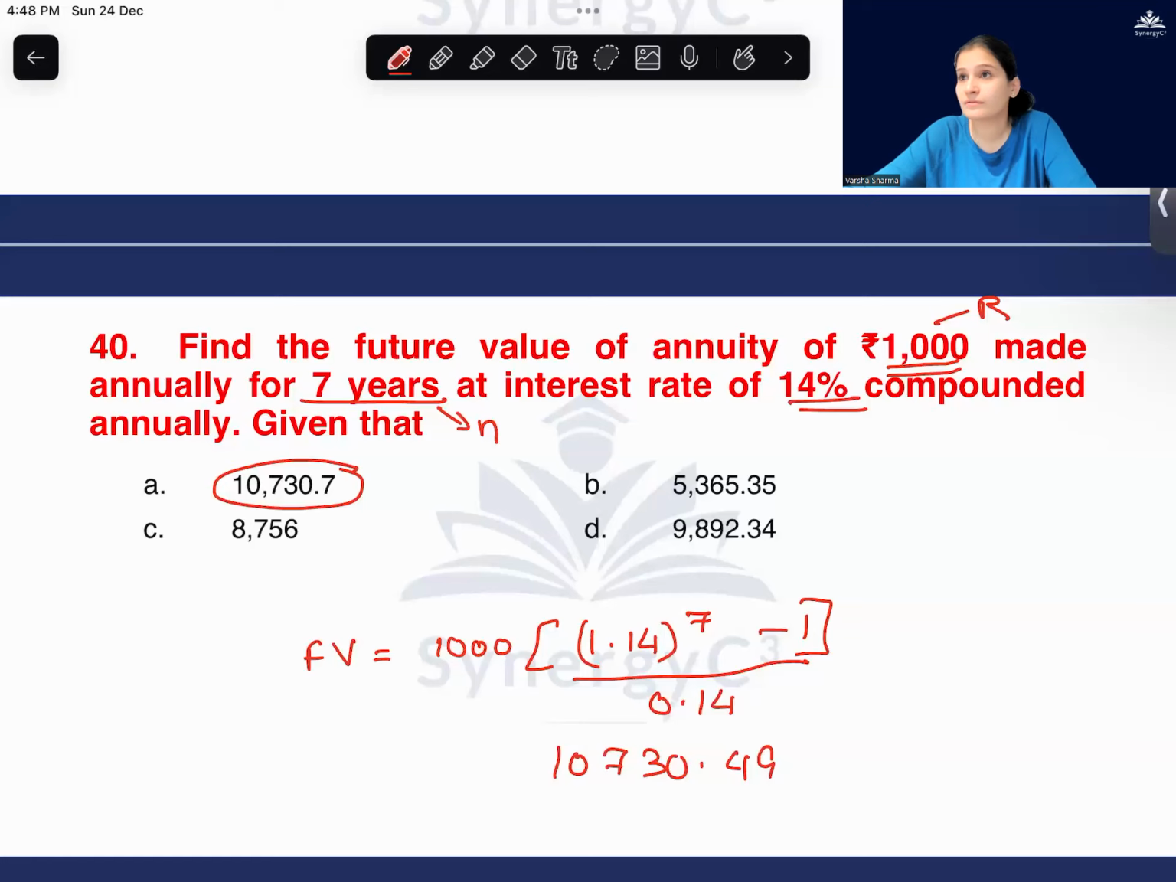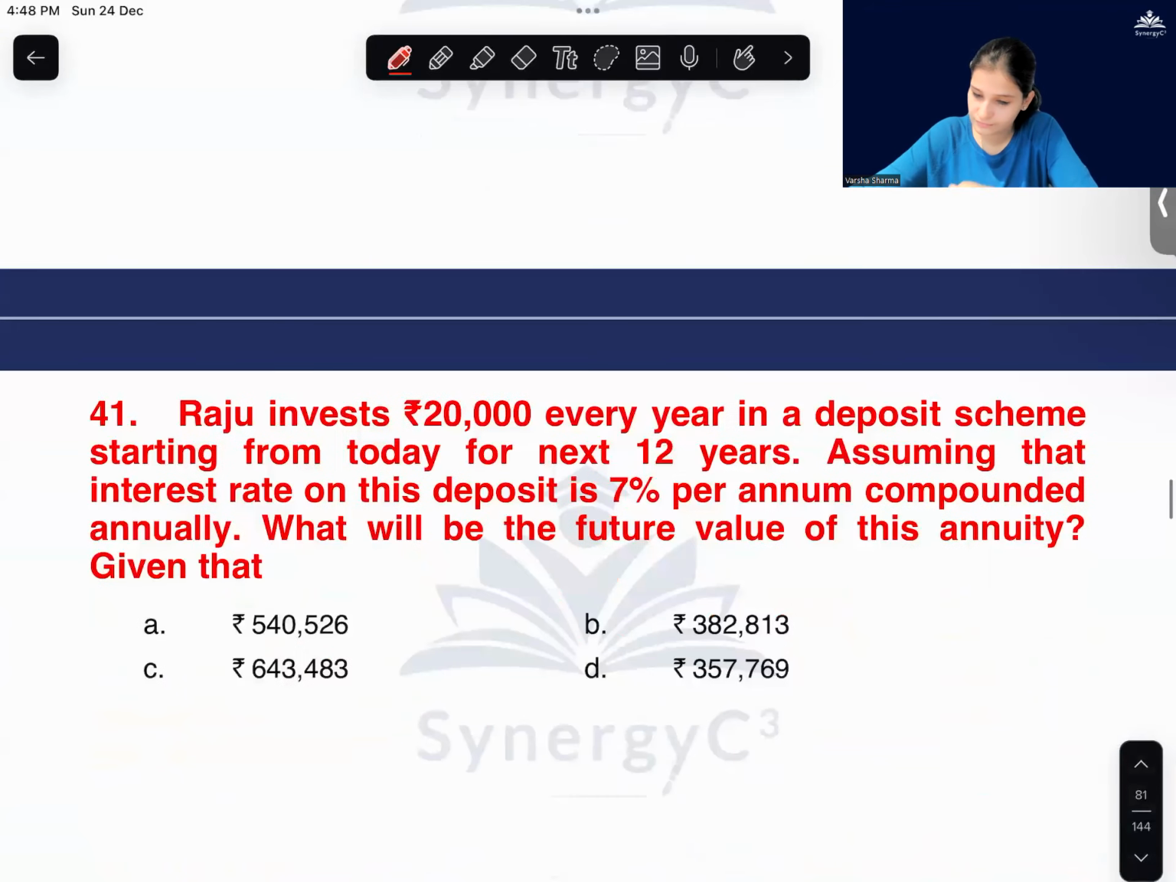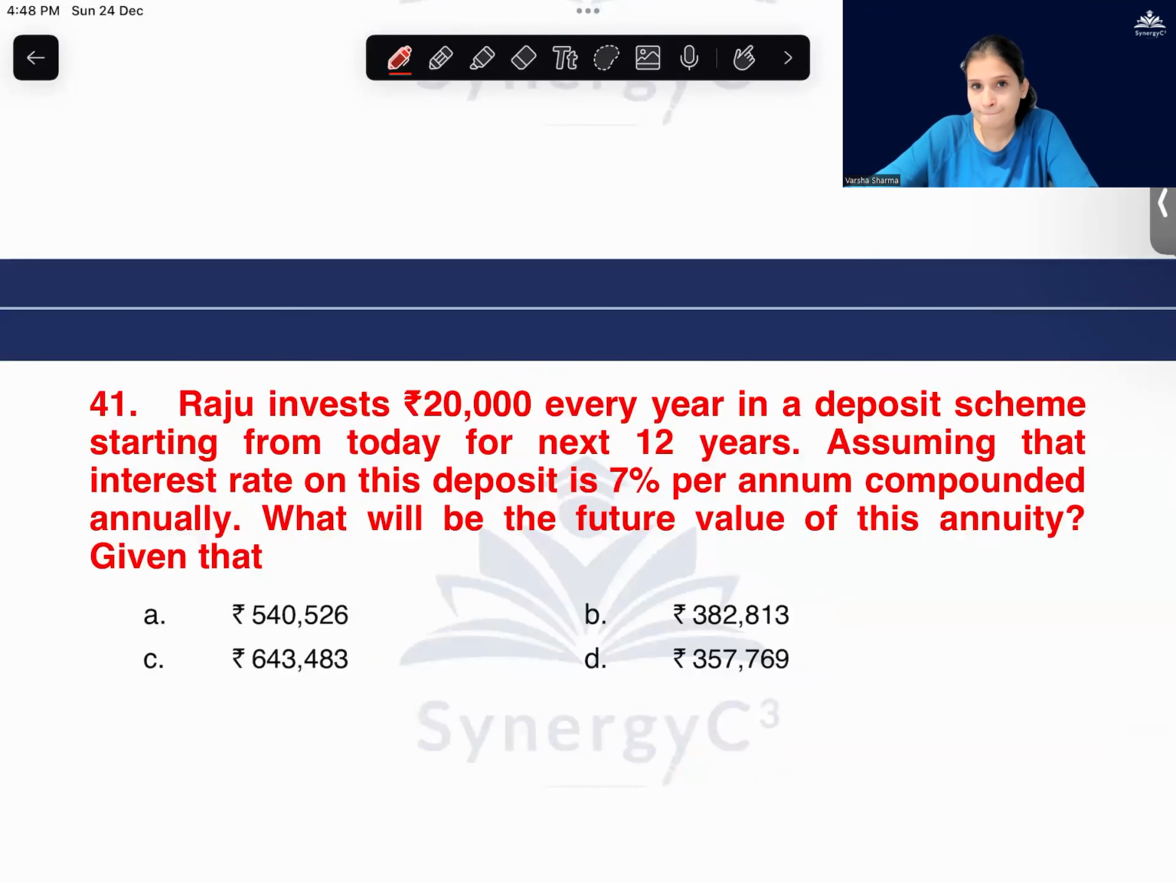Any doubts? Any doubts? Can I move forward? Raju invests rupees 20,000 every year in a deposit scheme. So this 20,000 every year, that means it's annuity. From today, that means annuity due. Here, for the next 12 years, assuming the interest rate to be 7% compounded annually, we need to find future value.